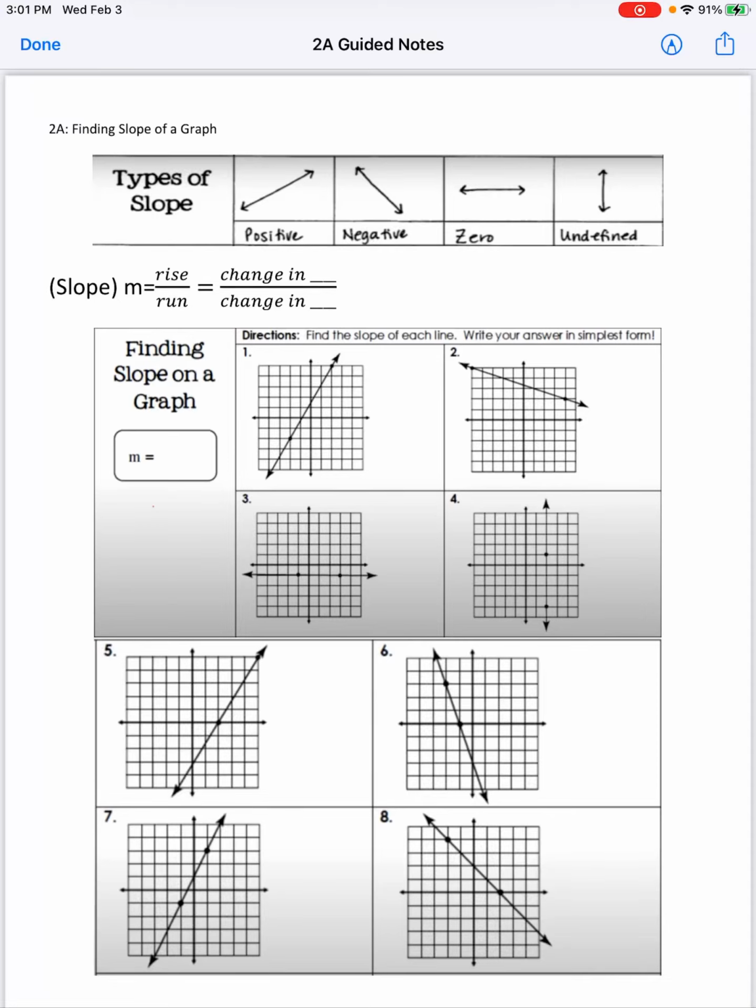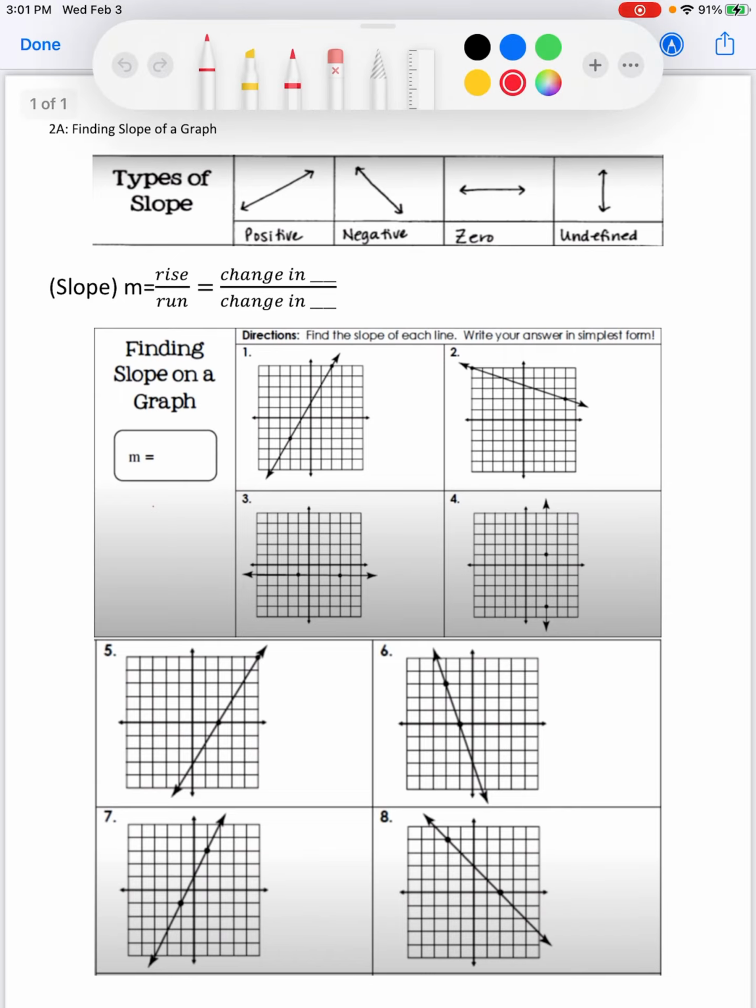All right, so we're going to talk about 2A briefly today. Now we are finding the slope on the graph. So previously, we have talked about the types of slope.